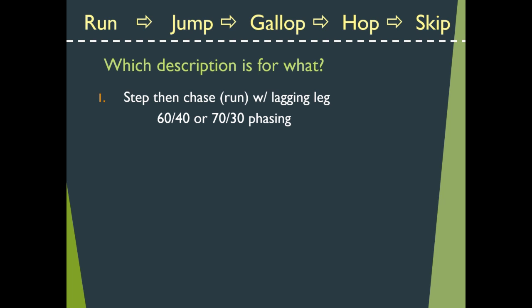The lead leg will occupy 60% of the cycle, or could be 70, and the lagging leg will occupy, in terms of timing, about 40 or 30% of the task in order to complete it. So what should be the definition of this? Go to your book. I expect you to understand what this is.